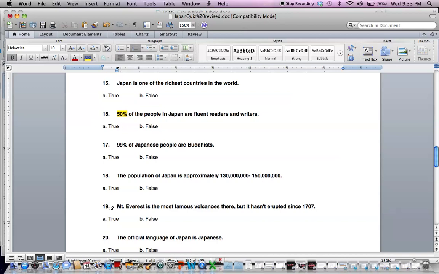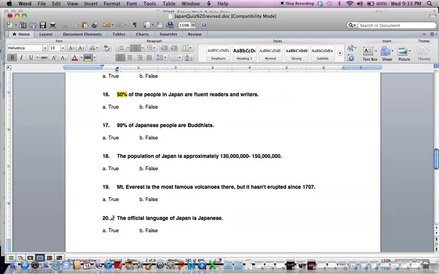Number 19. Mount Everest is the most famous volcano there, but it hasn't erupted since 1707. Is that true or false? And number 20. The official language of Japan is Japanese. Is this true or false? Okay.